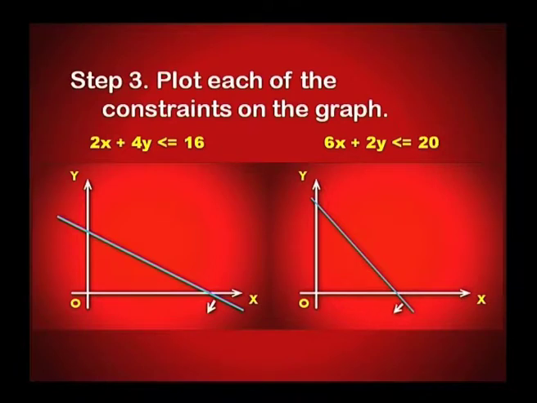Step 3, plot each of the constraints on the graph, as 2x plus 4y less than or equal to 16 and 6x plus 2y less than or equal to 20. Here in these pictures, the blue line represents the equation and the arrow represents the less than sign.